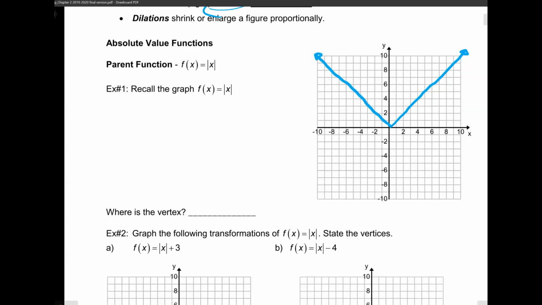So where is the vertex? Zero. Exactly, 0, 0. It's the bottom of the V, so 0, 0. So these next ones, you just have to graph and then state where the vertex is.